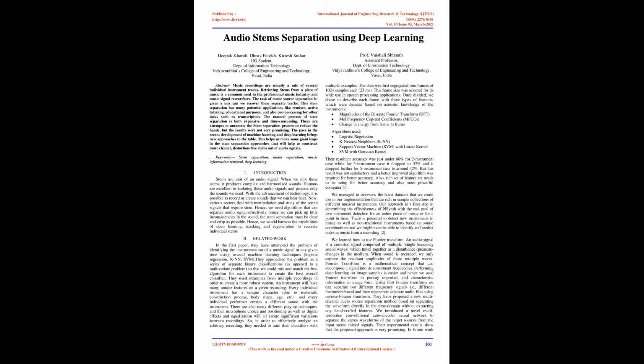Algorithms used: logistic regression, K-nearest neighbors, KNN, support vector machine, SVM, with linear kernel, and SVM with Gaussian kernel. Their resultant accuracy was just under 80% for the 2-instrument case, while for the 3-instrument case it dropped to 52%, and it dropped further for the 5-instrument case to around 42%. But this result was not satisfactory and a better, improved algorithm was required. Also, a richer feature set needs to be set up for better accuracy, along with a more powerful computer.